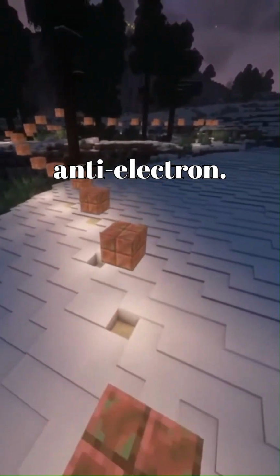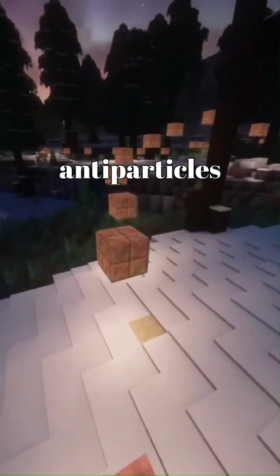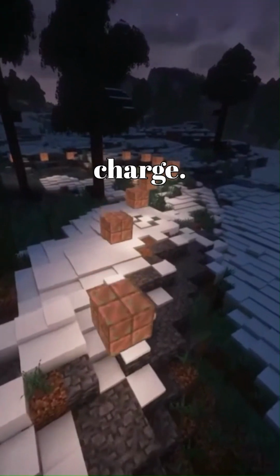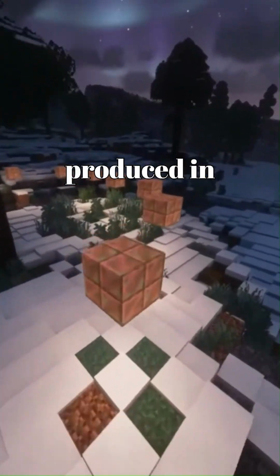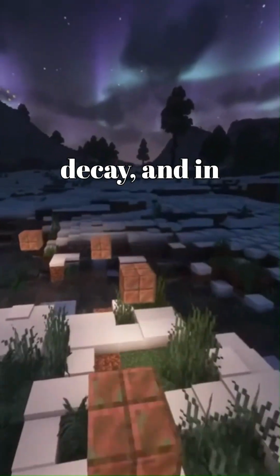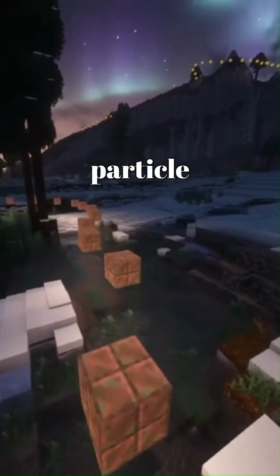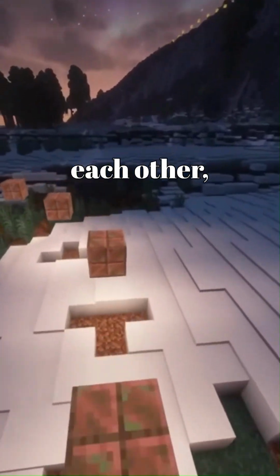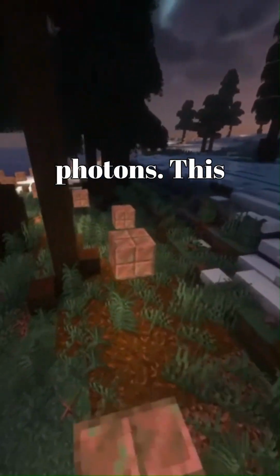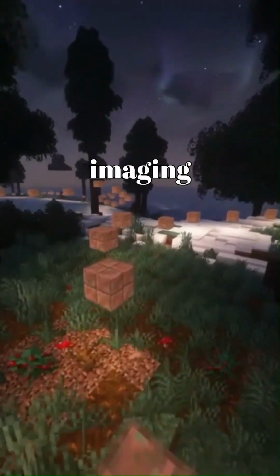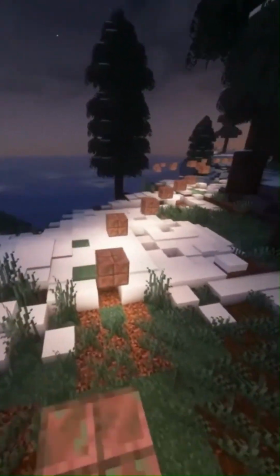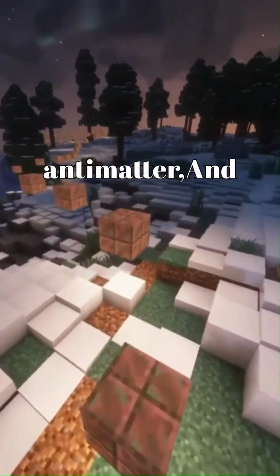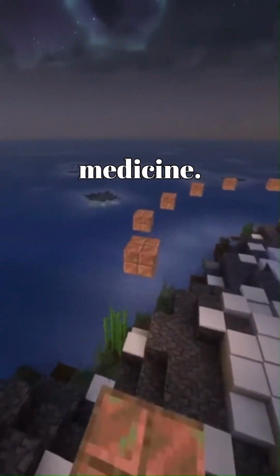Positrons, the anti-electron. Positrons are the antiparticles of electrons. They have the same mass as electrons, but carry a positive charge. Positrons are produced in certain types of radioactive decay and in high-energy processes like those in particle accelerators. When a positron meets an electron, they annihilate each other, producing gamma-ray photons. This process is used in medical imaging techniques like positron emission tomography, PET, scans. Understanding positrons is crucial for studying antimatter and its applications in science and medicine.